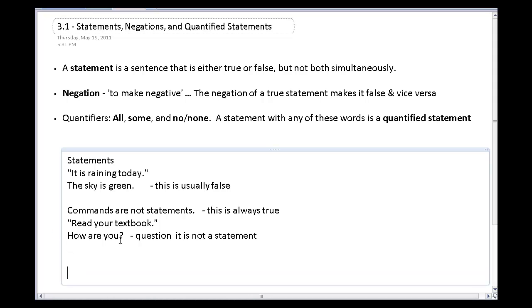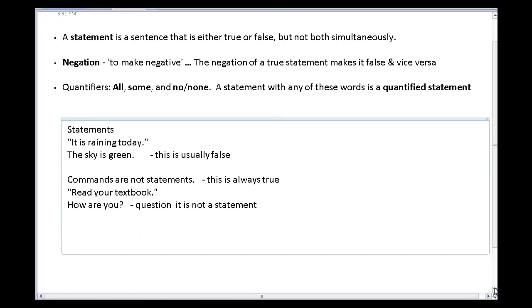Some other things that are also not statements, but might look like statements, are some things that are a little more dicey. You have to be a little more discerning in the logic. So let's take this one. I am the worst math teacher at VC.